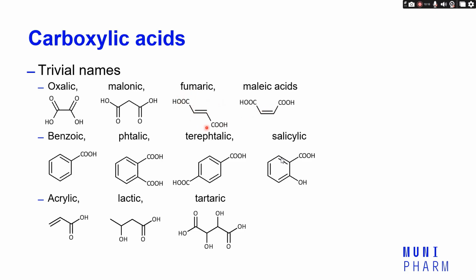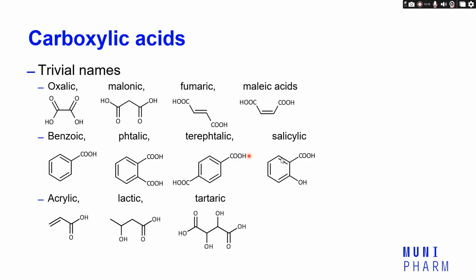If the configuration is trans, this one is called fumaric acid, and if this derivative is cis, it is called maleic acid. Next important group are aromatic carboxylic acids. This basic acid is called benzoic acid. These two acids are diacids again, and if the carboxylic acid groups are in position 1, 2, relatively, the acid is called phthalic acid. If the position is 1 and 4, it is called terephthalic acid.